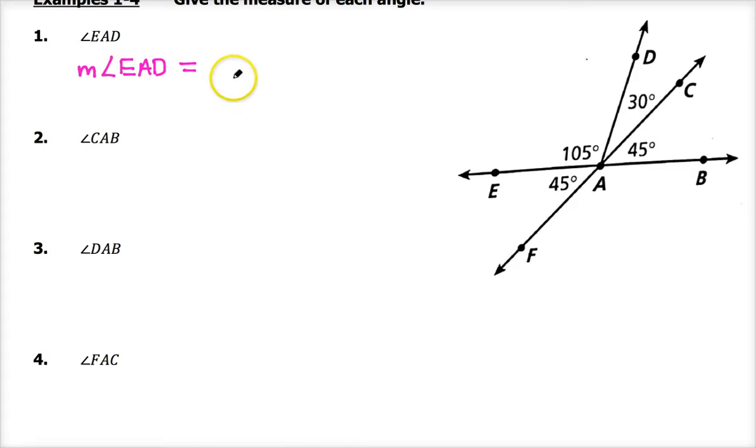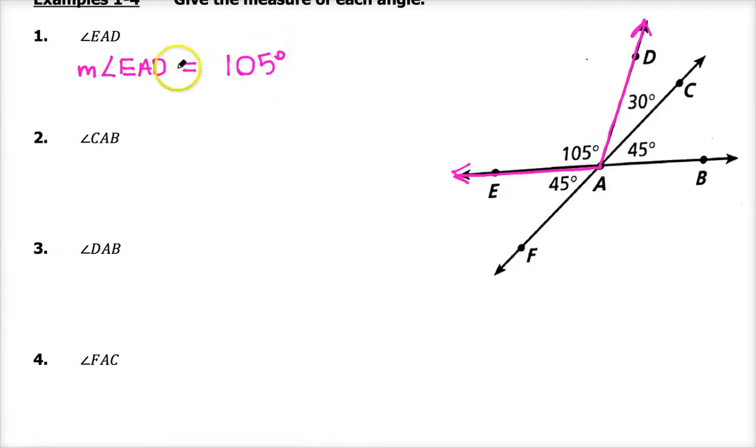So now the question is, what is angle EAD? Well, it's the angle that goes through points E, A, and D, with A being the vertex. So if we look and find point E, we see that's here. This ray goes through point E, it hits the vertex of angle A, and then this other ray goes through point D. Okay, so this here would be angle EAD, and it measures 105 degrees.